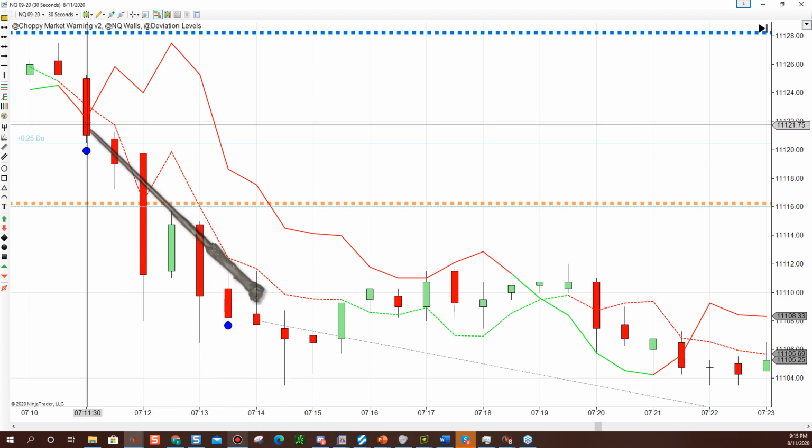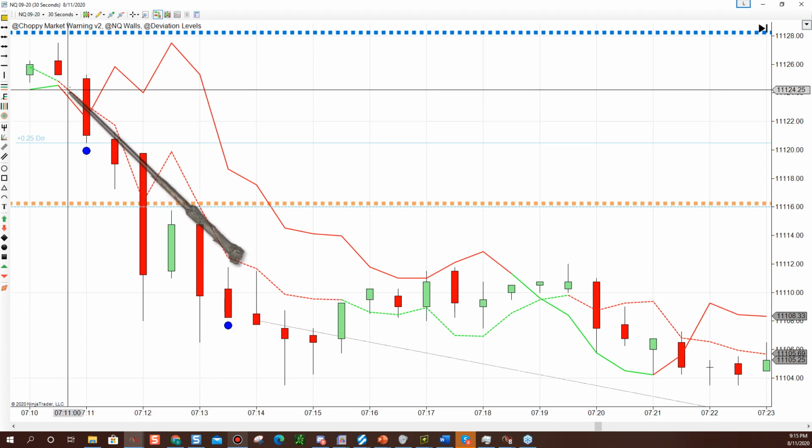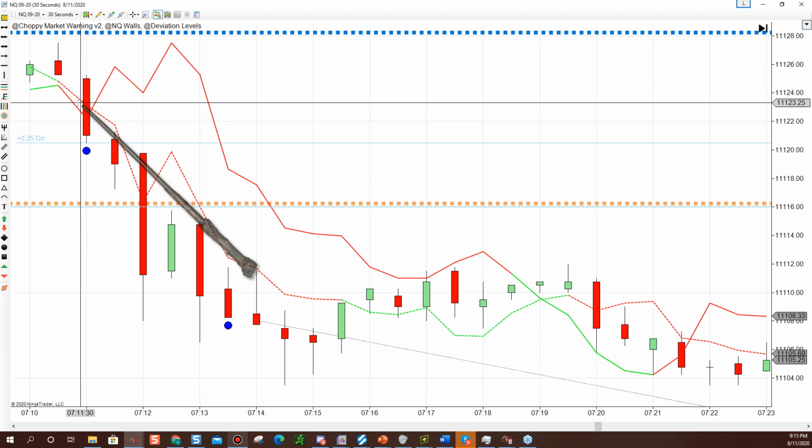So on the first bar, the lines aren't pointing up. See, they're both angling down. Do you see that, Michael?